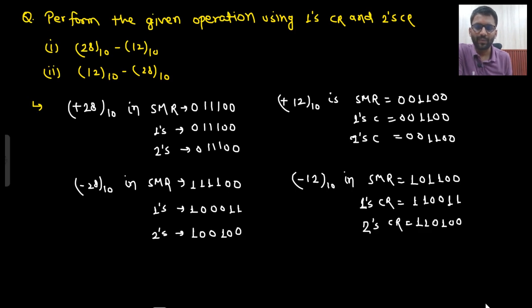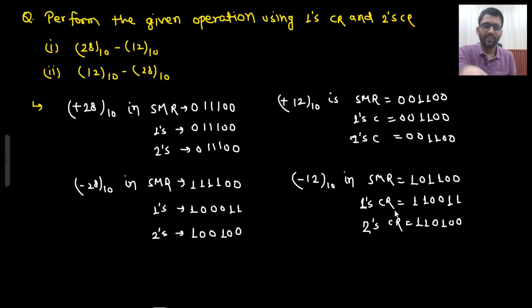So how will you solve it? How will you denote plus 28? Plus 28 in 1's complement is 0 1 1 1 0 0, and minus 12 in 1's complement is 1 1 0 0 1 1. Now what do I need to do? I need to perform the binary addition.